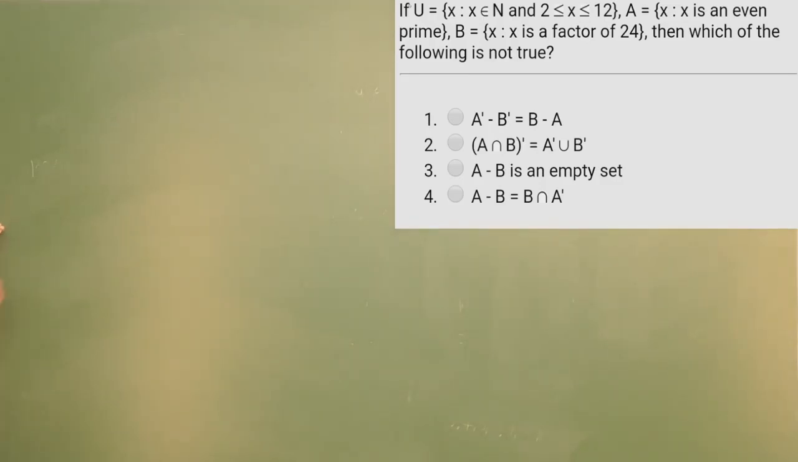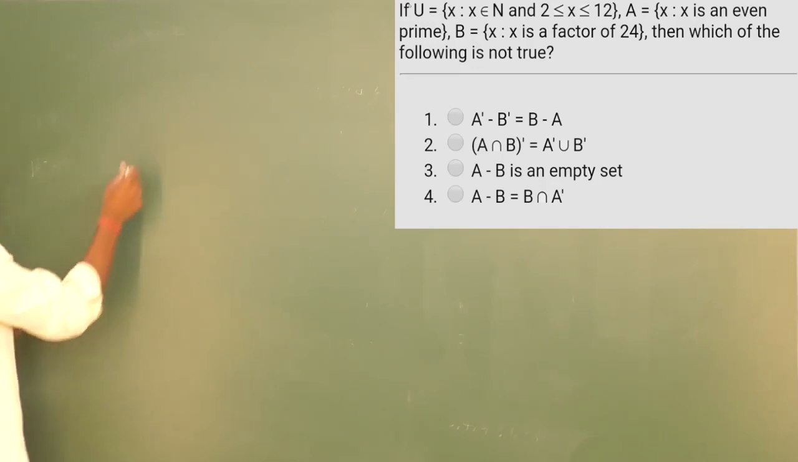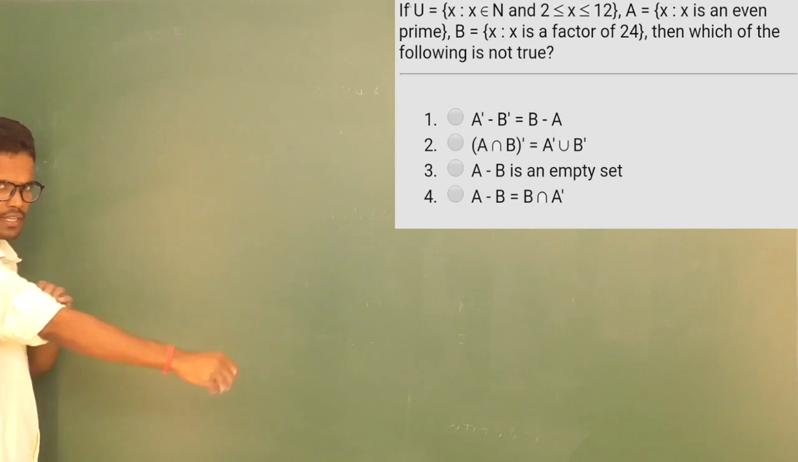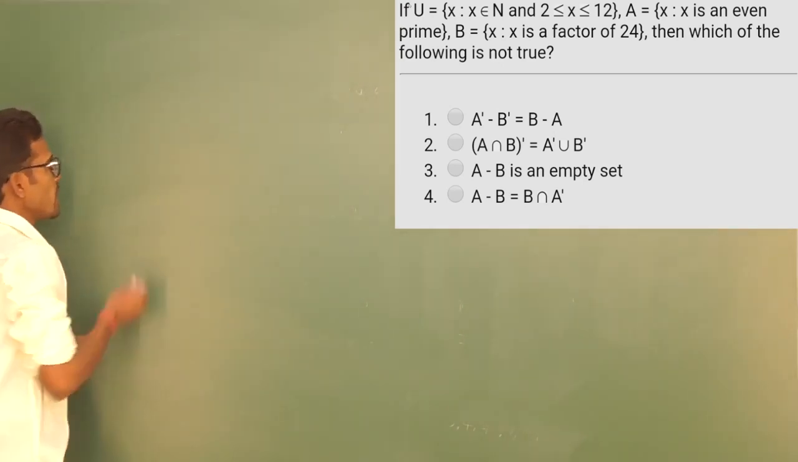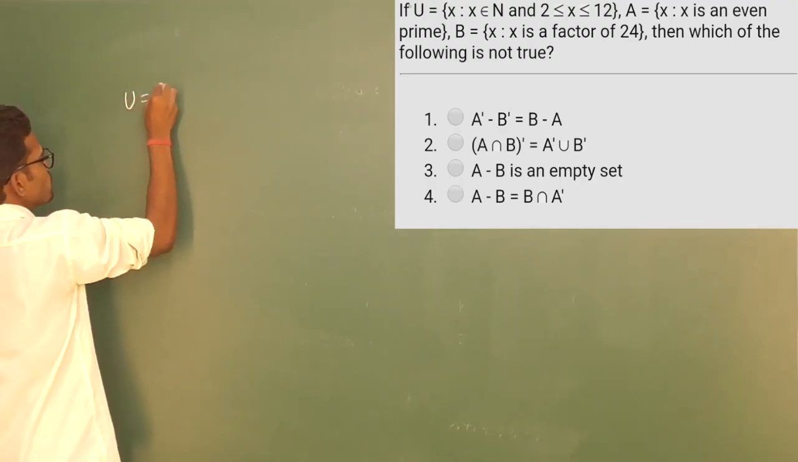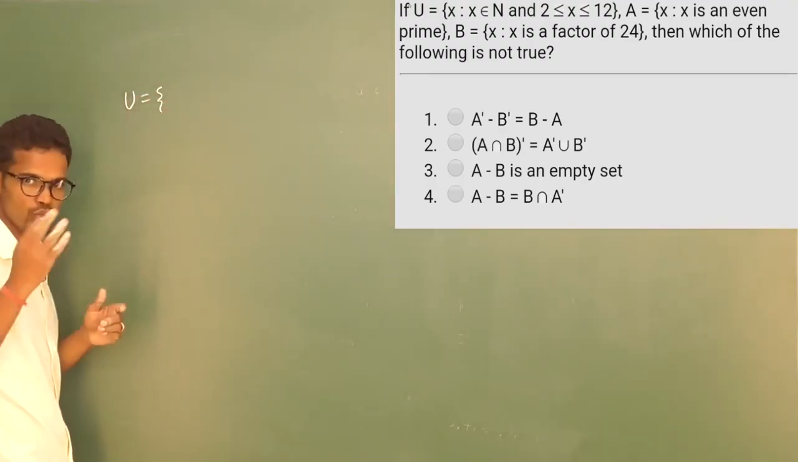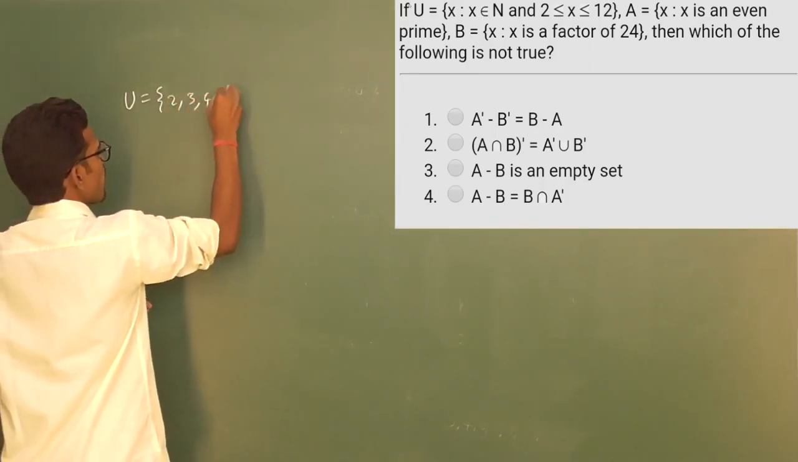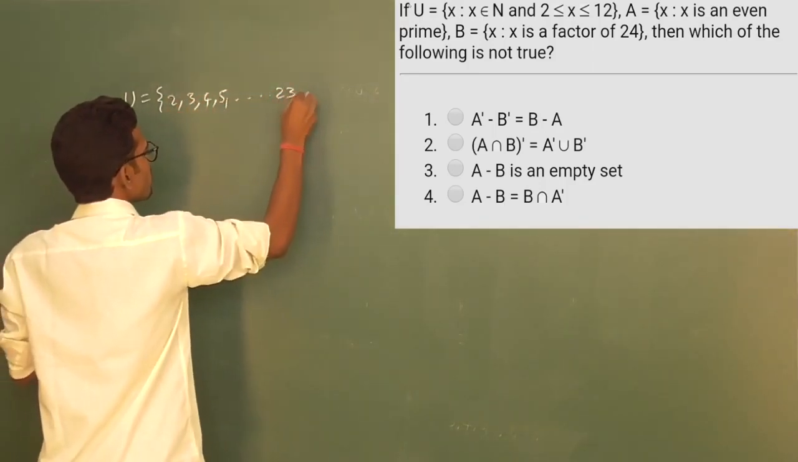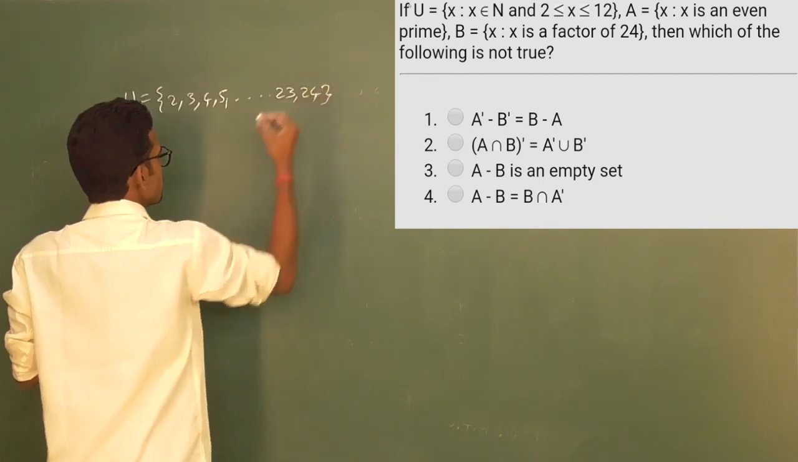So there are the regular method and the shortcut method. I am going to explain the shortcut method first so that you can understand easily. Otherwise, you can do the shortcut method at the end after writing all this. This is up to the student. Anyway, they have given U as a universal set, starting from 2 to 24, all natural numbers. It should be 2, 3, 4, 5, 6, 7, 8, 9, up to 23, 24 like that, right?